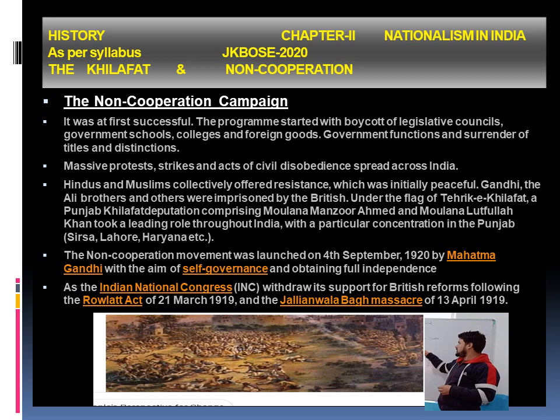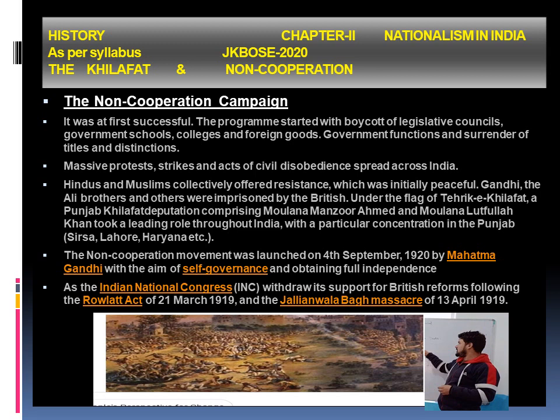We have observed that in Tehrik-e-Khilafat, the Punjab Khilafat deputation comprising Maulana Manzoor Ahmad and Maulana Lutfullah took a leading role throughout India after the arrest of the Ali brothers and Gandhi. With a particular concentration in Punjab, in areas like Sirsa, Lahore, and Haryana, they tried to propagate and continue the movement against the British.